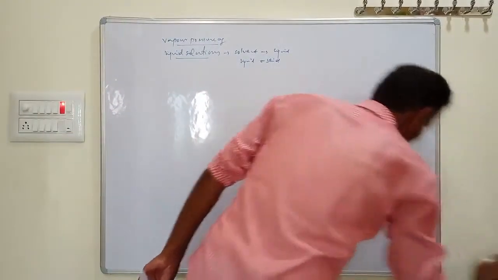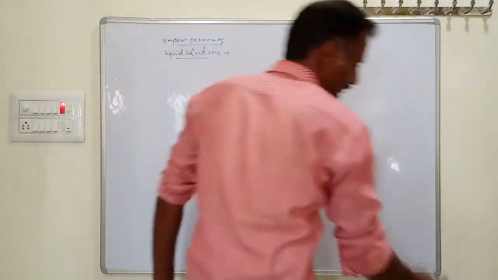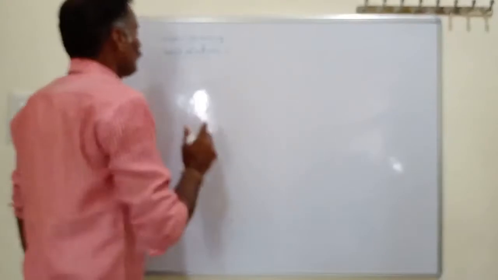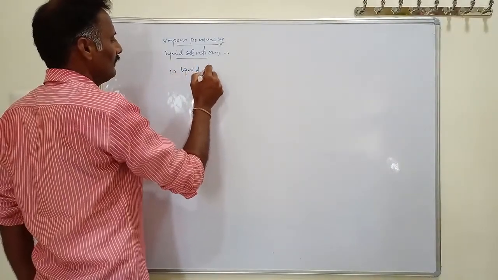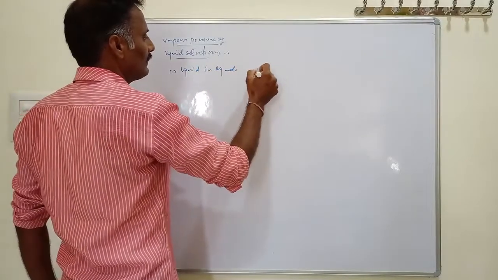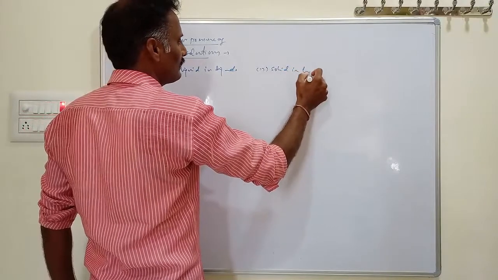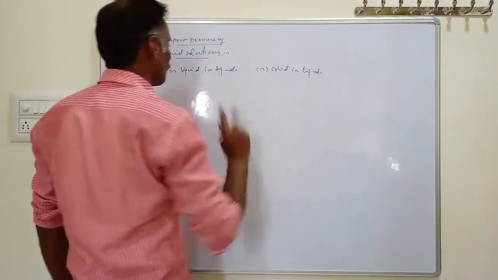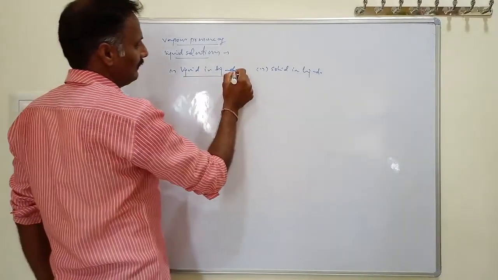In liquid solutions there are two types: liquids in liquids, and second, solids in liquids. We are discussing solids in liquids and liquids in liquids in this session. First, liquids in liquids.